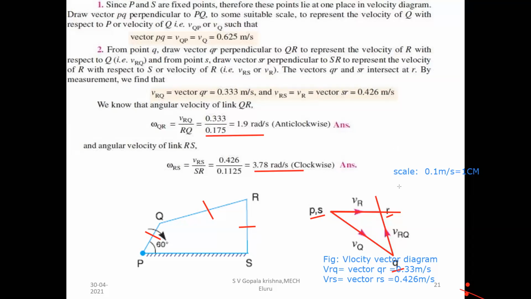Do you understand how to draw the velocity vector diagram? It is very important, and easy to understand and easy to draw. Is it clear? Please respond.